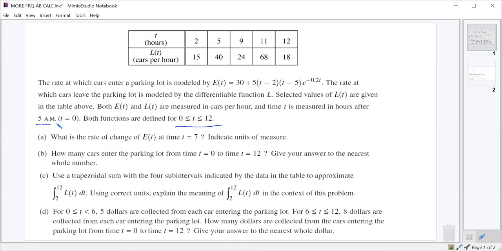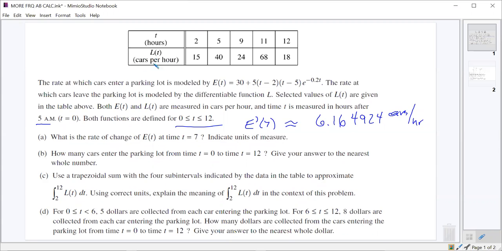at t equals 7. Well, that's just E prime of 7. That should be easy enough since this is a calculator question. You just have your calculator tell you what the derivative of that is at 7, and the answer is 6.164924.